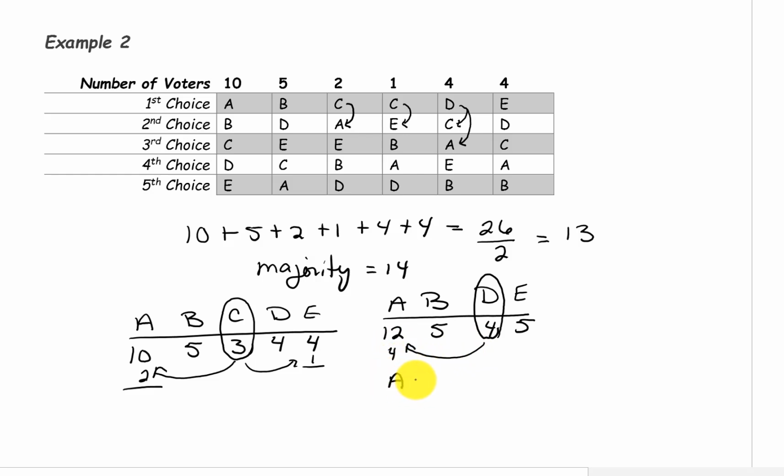So make up our next chart. A, B, D has now been eliminated, and E. A now has 16 first place votes. B has 5 first place votes, and E has 5 first place votes. Candidate A now has majority, and so candidate A wins the election.